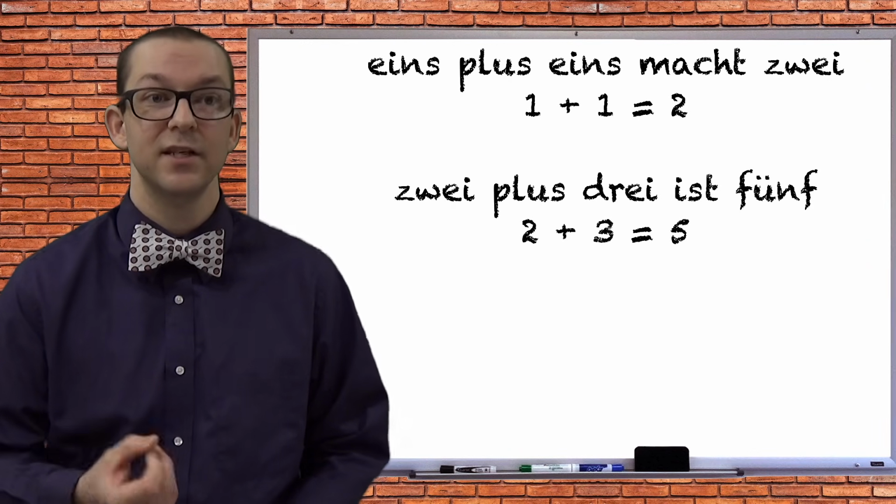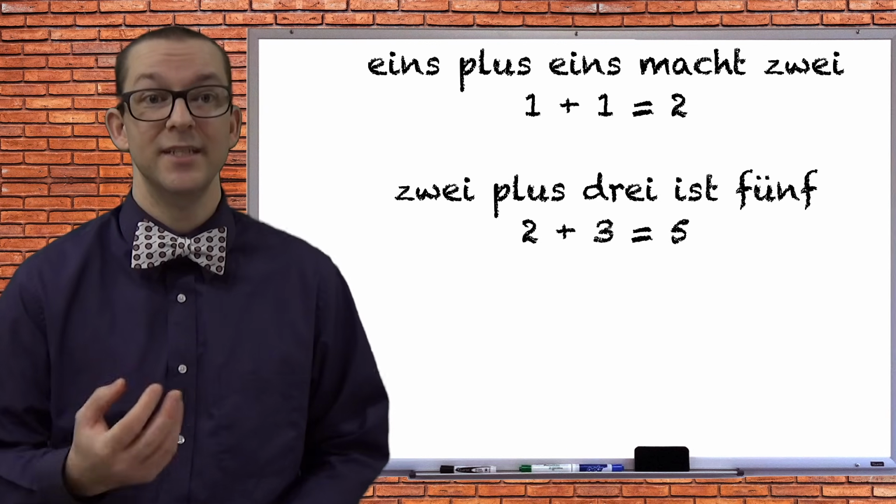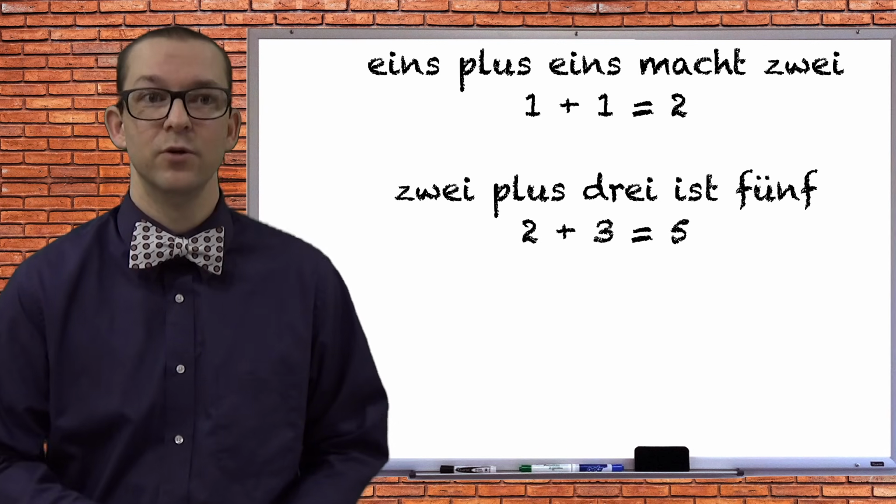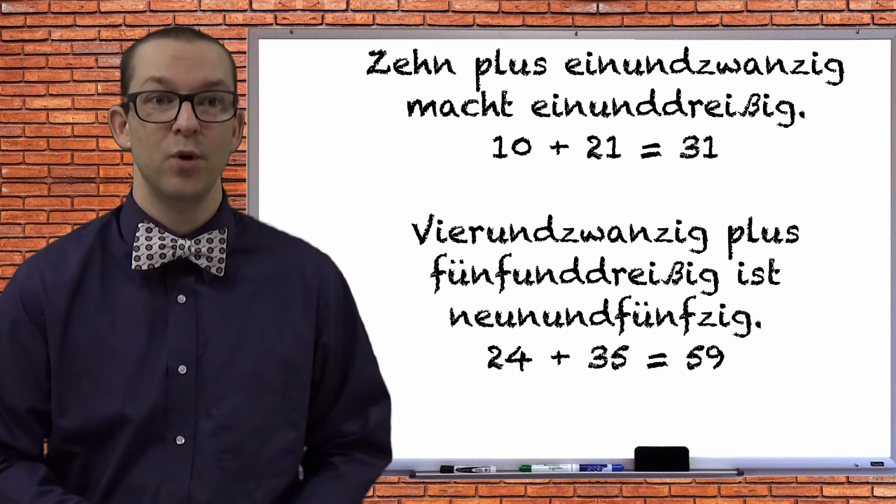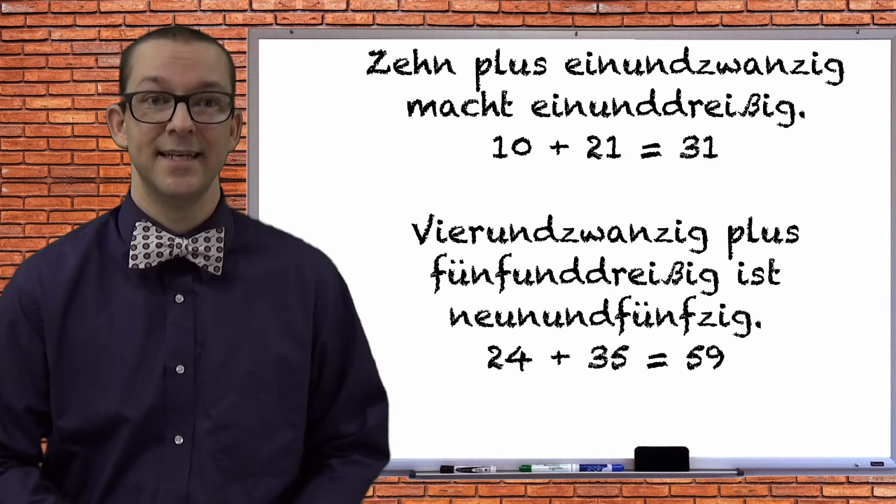You say plus to add things together. You can use ist or macht where the equal sign goes. 10 plus 21 macht 31.